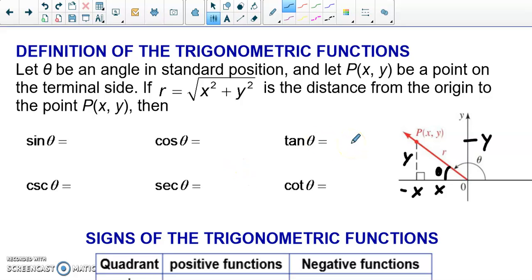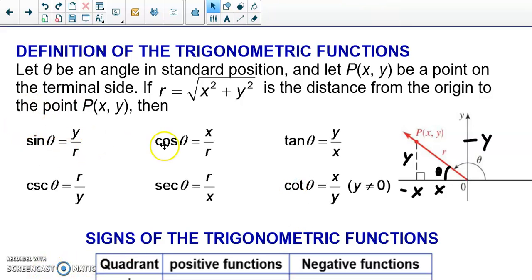Why don't you take your time for a moment and figure it out? Let me do the first one with you. Your sine would be, again, opposite over hypotenuse, so it will be y over r. And so on. Pause it now and figure out all these ratios for this triangle and this angle theta. Hopefully you have the same ratios over here.